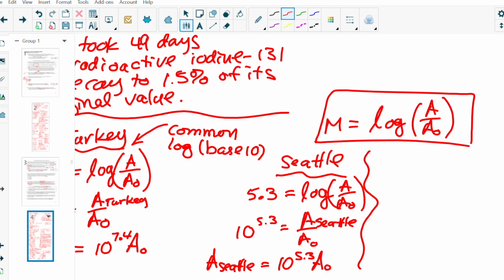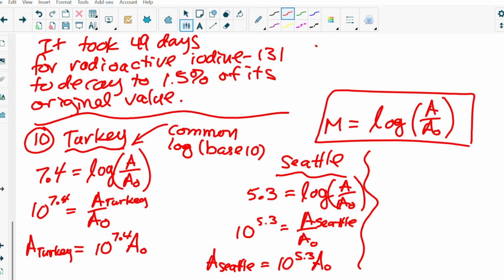Okay, last part here, we calculated the intensity of the Turkey earthquake and the Seattle earthquake, and we want to compare how many more times intense is the Turkey earthquake compared to the Seattle earthquake. So the intensity of the Turkey earthquake compared to the intensity of the Seattle earthquake, that is 10 to the 7.4 divided by 10 to the 5.3.